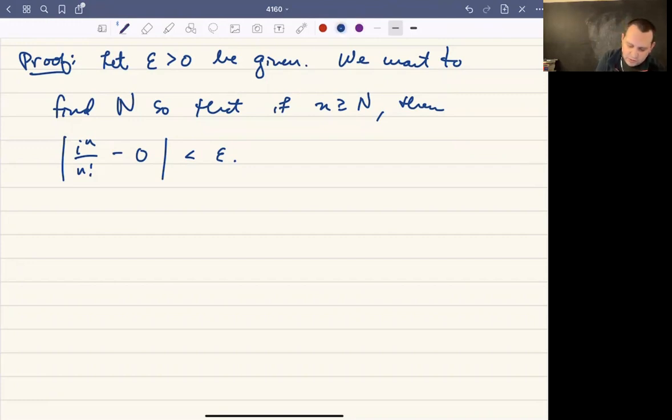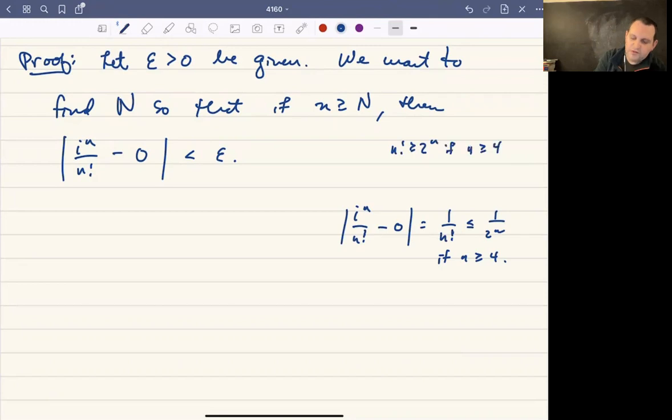And so notice that the modulus of i to the n over n factorial minus 0 is just 1 over n factorial. And 1 over n factorial is going to be less than or equal to 1 over 2 to the n if n is at least 4. Okay, so if n is at least 4, then n factorial is greater than or equal to 2 to the n. And therefore, when you reciprocate, you get 1 over n factorial is less than or equal to 1 over 2 to the n if n is at least 4.